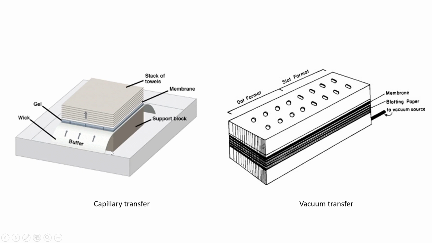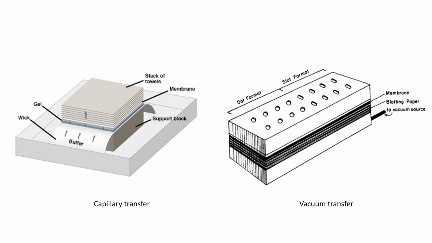And this capillary action can go on for 16 to 24 hours, so that all the DNA from the gel is transferred to the nitrocellulose membrane. Okay, so once the whole stack of towel is wet, we can actually replace it with a drier stack of towel and then again continue the capillary action. So it's a capillary action, so you can imagine it's a very slow process, right?